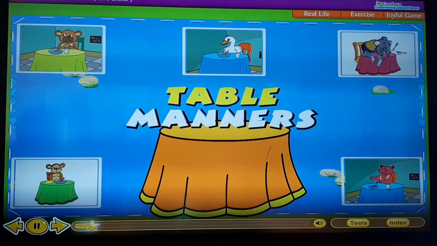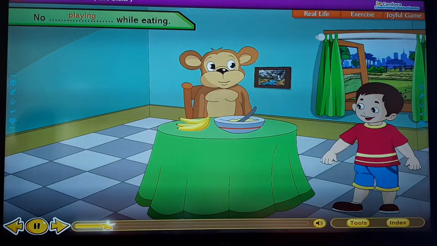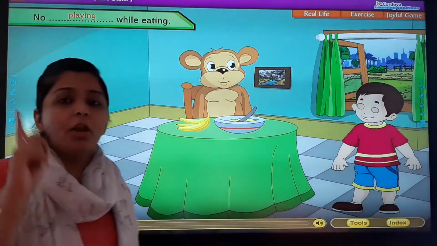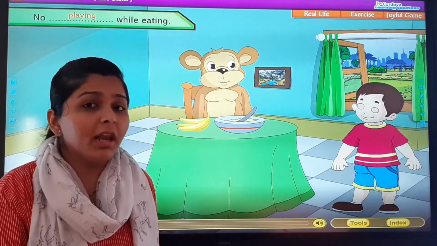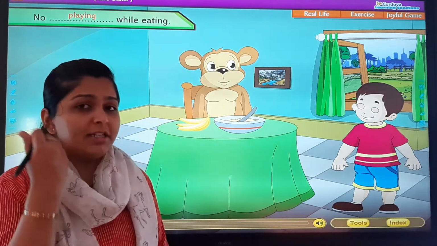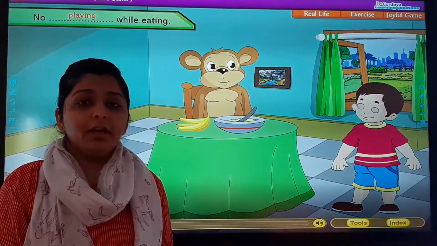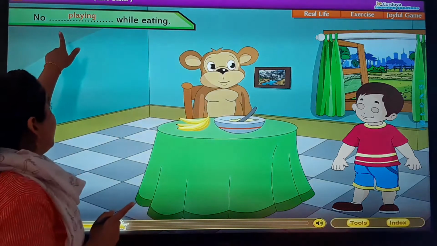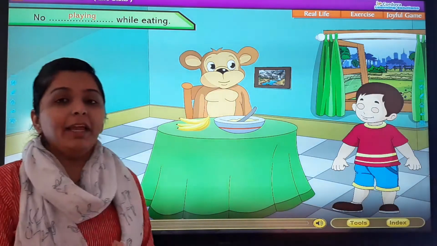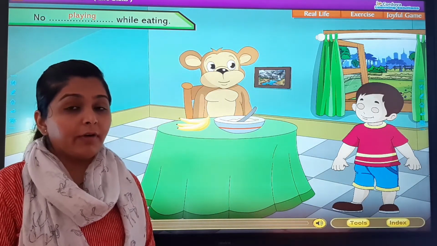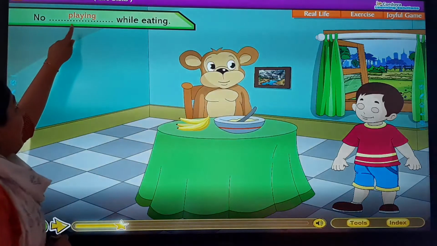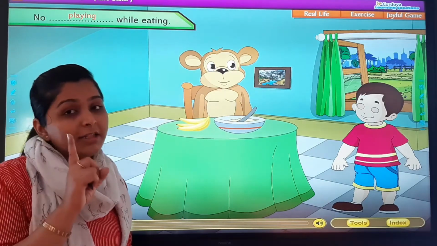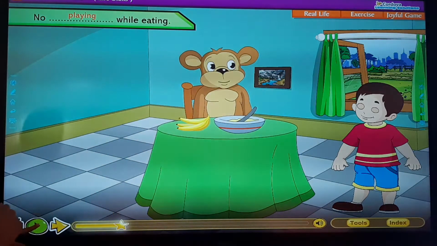Manners. No playing while eating. So the first one is no playing while eating. हमको खेलना नहीं चाहिए खाने के time. It is a bad manner. So we should always learn good manners. So in the first blank you will write playing. P-L-A-Y-I-N-G. Write down the correct spelling, dear children, okay?